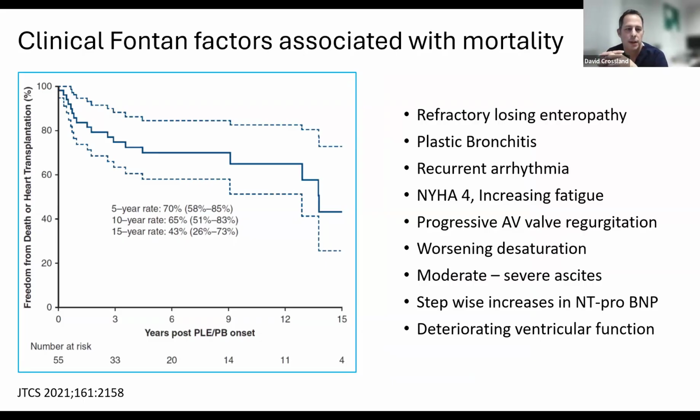But there are multiple other Kaplan-Meier curves that I could show related to recurrent arrhythmia, NYHA status, degree of AV valve regurgitation, saturations, the development of ascites, other biomarkers, and deterioration of ventricular function. And these in combination can be used to try and decide who is at risk of death and who we should consider transplanting.